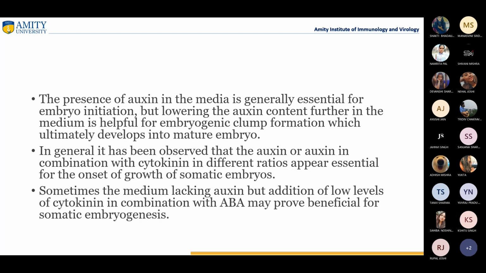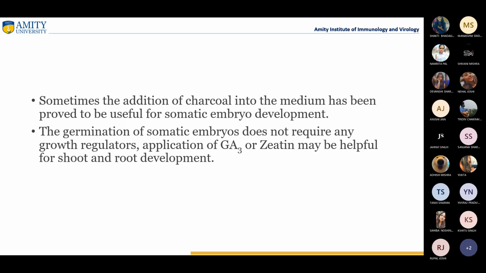Sometimes the medium which does not contain auxin, but a certain level of cytokinin or abscisic acid, may also prove beneficial for the somatic embryo. These statements exist because some people have already done research in this area, and they have seen how variations in the level of different hormones can impact the result. So these are the research outputs. Sometimes the addition of this is important.